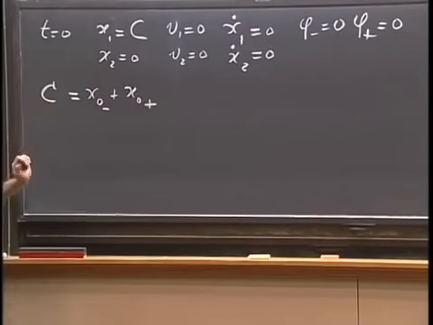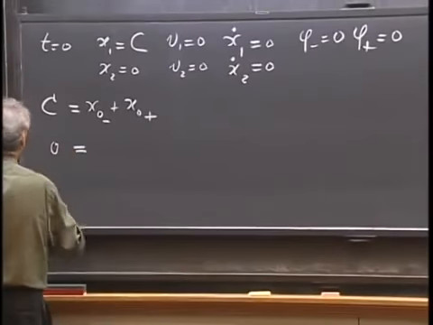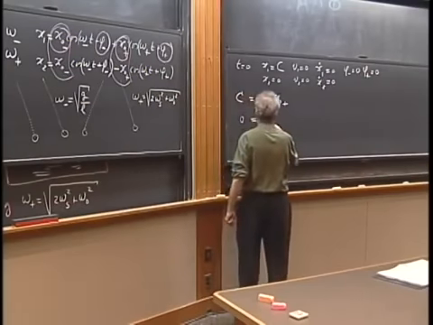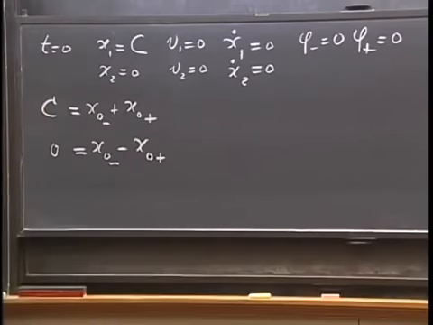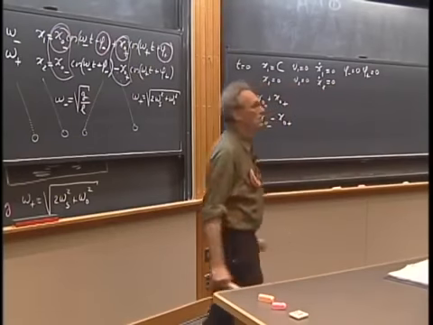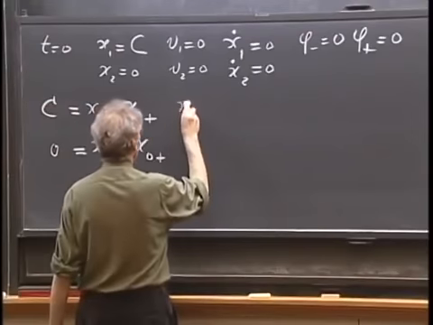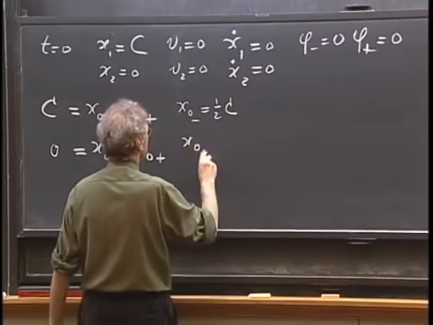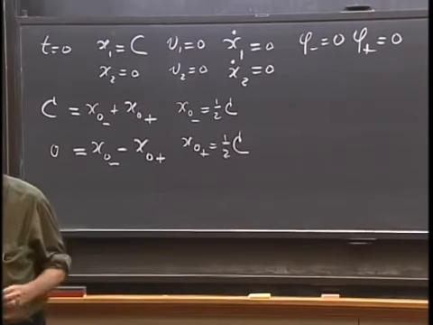That's this initial condition. Then I go to the second initial condition, that 0 is x0 minus, x0 plus. It's a minus sign here. And so what do I find? I have solved now the general solution. I will find that x0 minus is 1/2 c, and x0 plus is also 1/2 c, which of course should not come as a surprise to you.